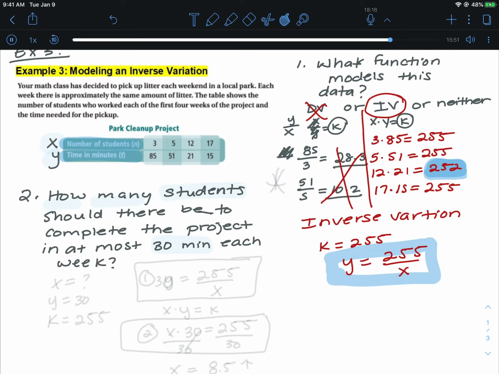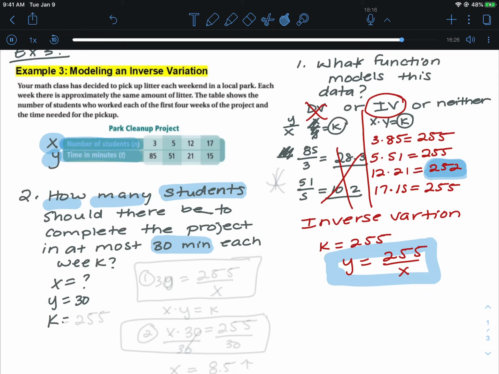So let's go ahead and see what information is provided for us in this question. So we know that we have students, right? And if I look at this right here, students is going to be X. So if they ask me how many students, that means they're trying to find how many students that is. So X right here is unknown, right? They're telling us here that they wanted to complete it in 30 minutes. Well, what's 30 minutes? That's Y. So here, Y is going to be 30.